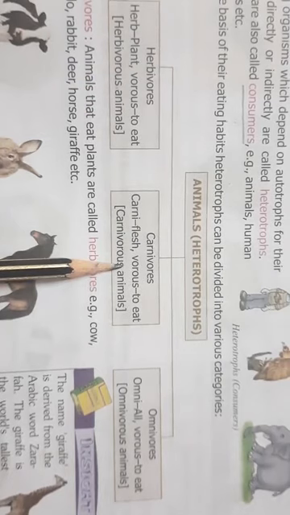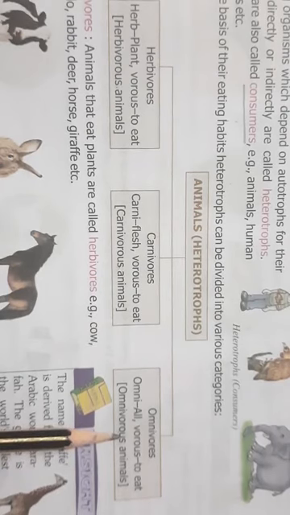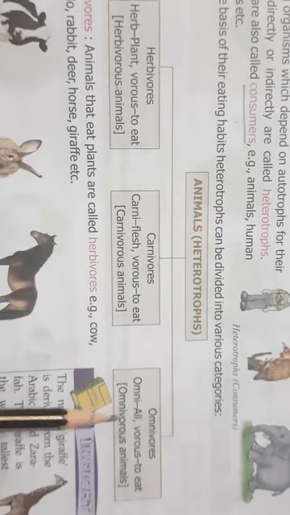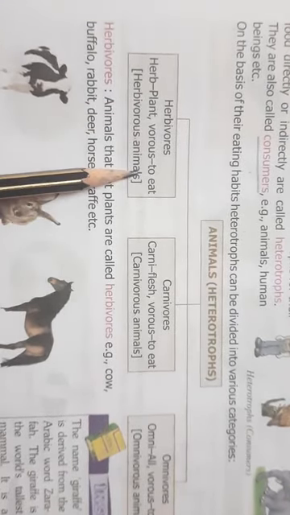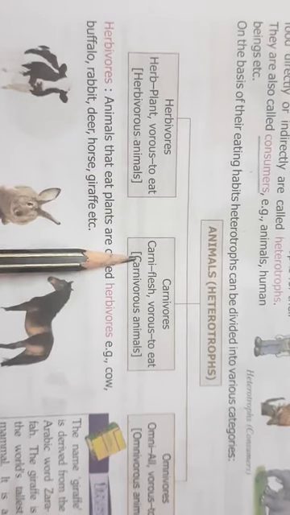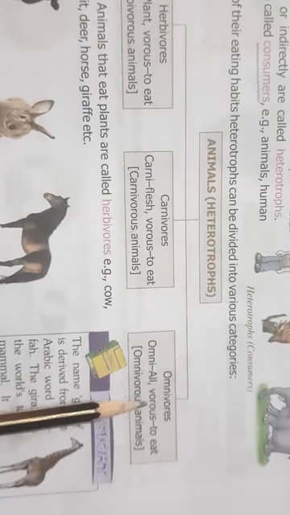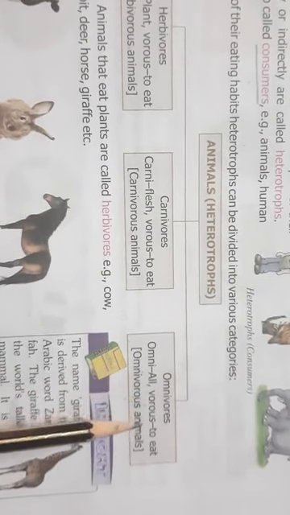Carnivores are the animals which eat flesh. They are called as carnivores. And what are omnivores? Omnivores are the animals which eat green plants also, as well as animals also. Here it is given herb means plant and vorous means to eat. Carni means flesh, vorous means to eat, the animals which eat flesh, and omni means all, vorous means eat. So the animals which eat everything, that is plants also as well as animal products.